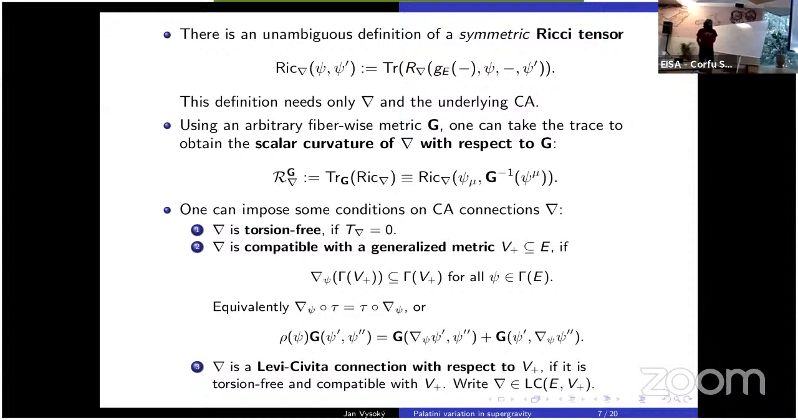Then you can ask, can I impose some nice condition on my connections? Of course you can say that it's torsion free if the torsion form vanishes. You say that it's compatible with the generalized metric if the covariant derivative preserves the sections of this V plus subbundle, and this is the one which most resembles the metric compatibility you would assume. And then, it's just a name, we say that the connection is Levi-Civita with respect to the generalized metric V plus if it's torsion free and compatible with it. And we write that it lies in this space.